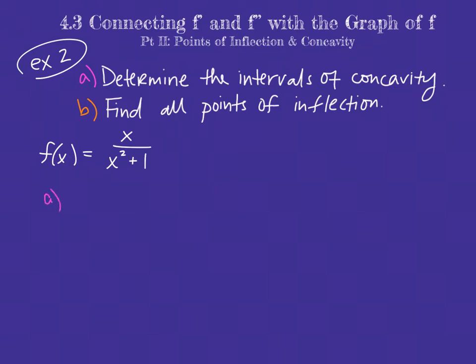So let's first find the first derivative, and we need to use the quotient rule here to find the first derivative. So we're going to have low times d high. So we'll have our denominator times the derivative of x, which is just 1, so I'm not going to write it, minus high d low, the derivative of the denominator is 2x, all over low squared.